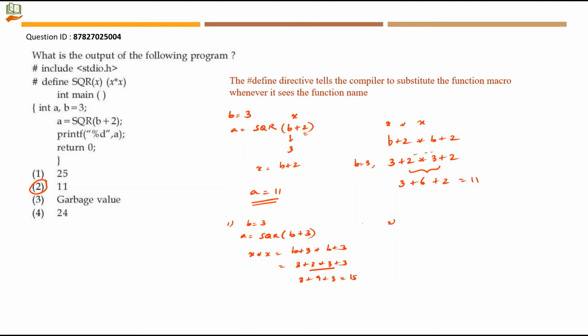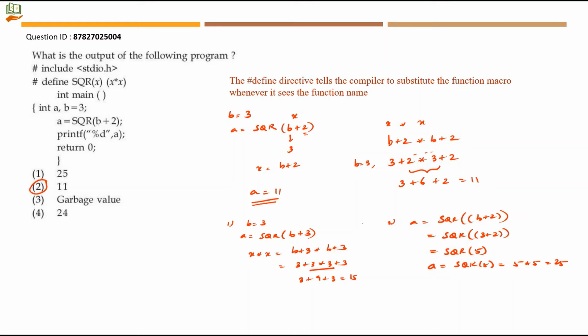The second example, when you pass the value like b plus 2, now this brackets will take the highest precedence. So what will happen is, first b will be substituted by 3 and this operation will take place first. So this becomes SQR of 5. SQR of 5 will give 5 into 5 as per the function definition, which is equal to 25. This is the value that has been given in option number 1.